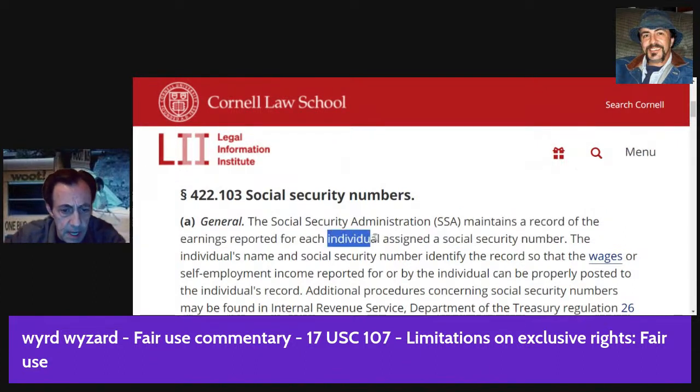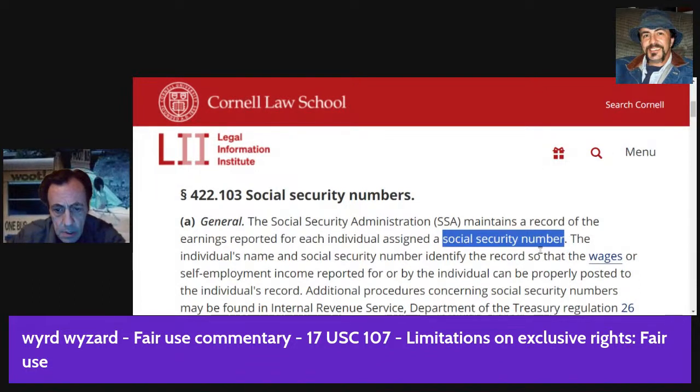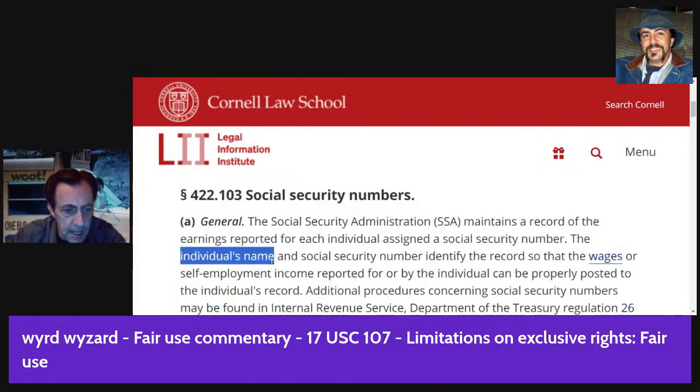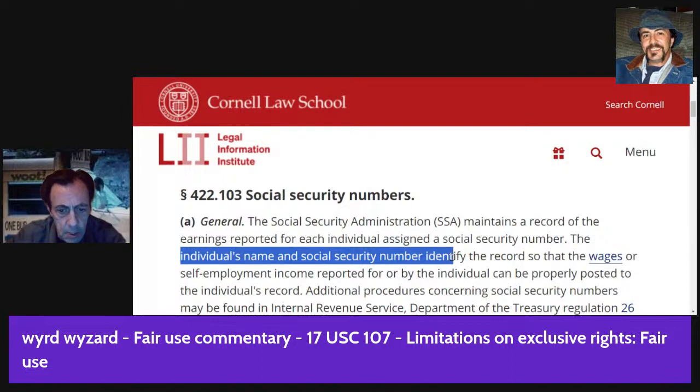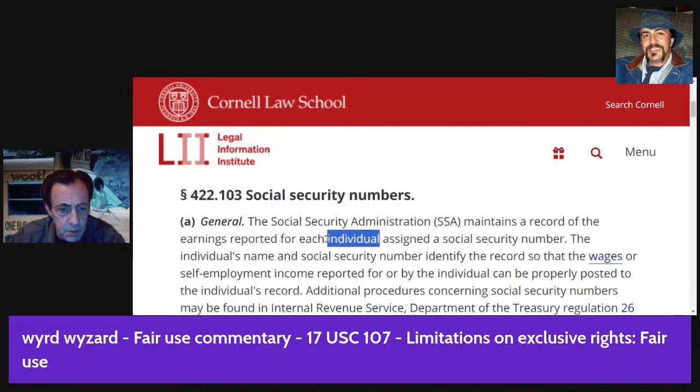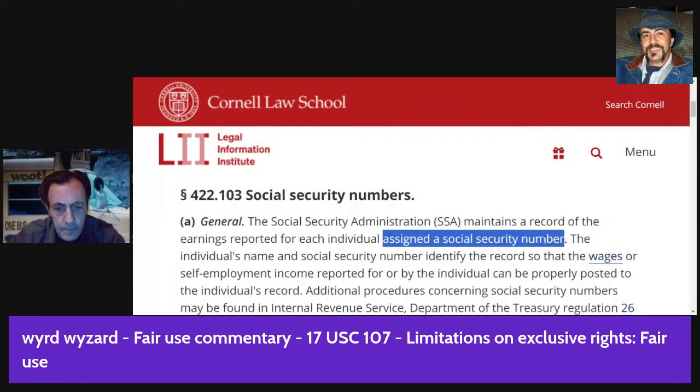Now, the individual is the name, and that name is assigned a Social Security number. And the individual's name and Social Security number identify the record. It does not identify the individual. It does not identify yourself. It is the individual and the number, the name and the number. Individual name and Social Security number identify the record. The individual is the one that is assigned a Social Security number.